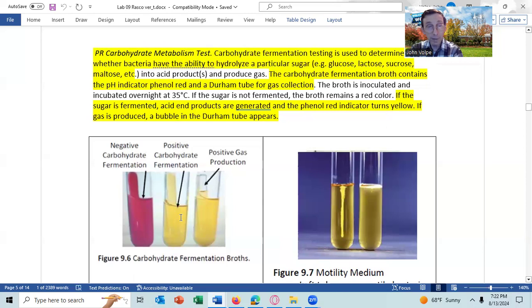If the sugar is fermented, it may be fermented without the production of gas. In which case the tube, this is an inverted Durham tube, will be full of media. And if it does ferment the sugar, producing a gas, then you'll see a bubble in the inverted Durham tube. This we label negative, no fermentation. This we label A, meaning A for acid is being produced in fermentation, and this is labeled AG for acid and gas being produced.